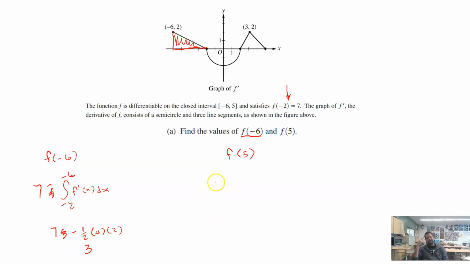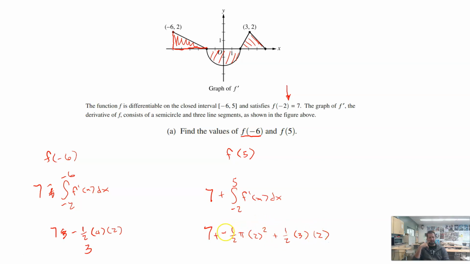Now it wants us to do the exact same thing for f of 5. So I know it's 7 plus the integral from -2 to 5 of f prime of x, just like we had before. This time we're having to find the semicircle that's underneath the x-axis, and we're also trying to find that triangle. So I'm going to go 7 plus, it's half of a circle, so it's 1/2 pi. The radius is 2 squared, but because it's below the x-axis, I'm going to put a minus right there. And then I also have this triangle here that I'm going to have to add, so I get 1/2, the base is 3, the height is 2.